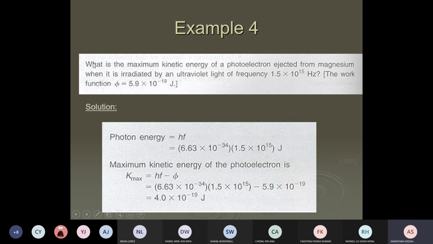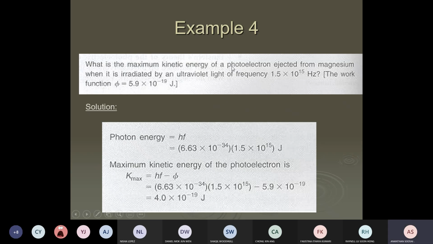Okay, so now one example. You see, what is the maximum kinetic energy of photoelectron? Look at the question, look at the solution. Does it make sense for you? Now we are using the idea of Einstein to solve problems about the photoelectric effect.